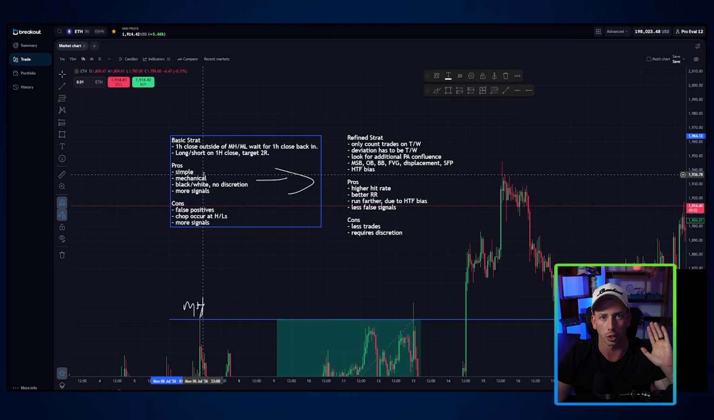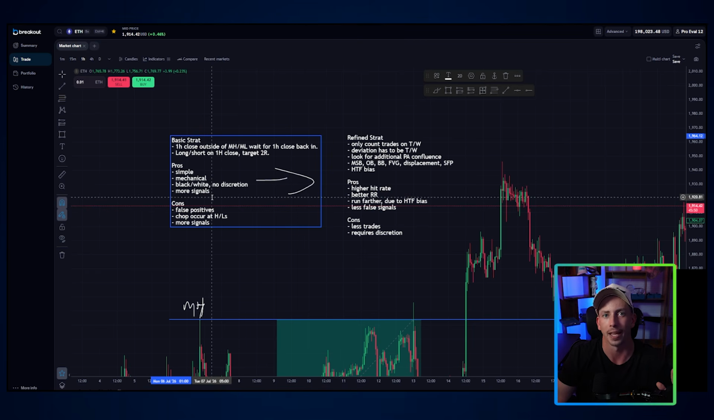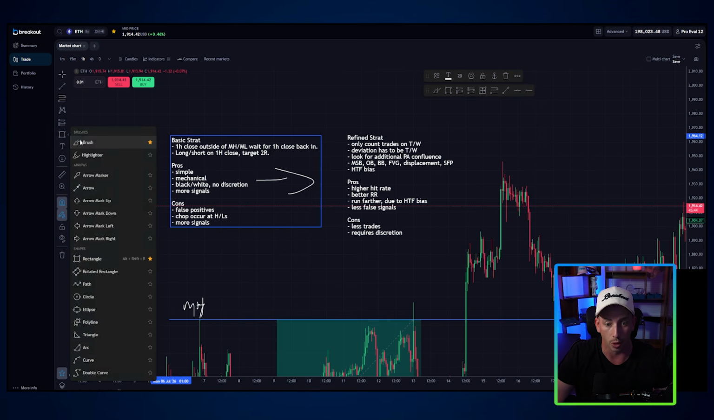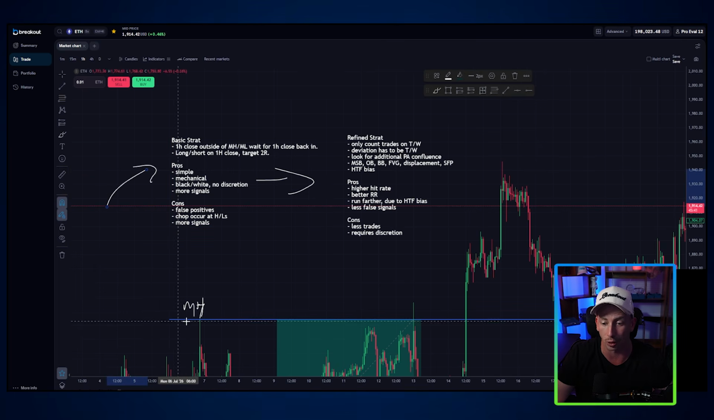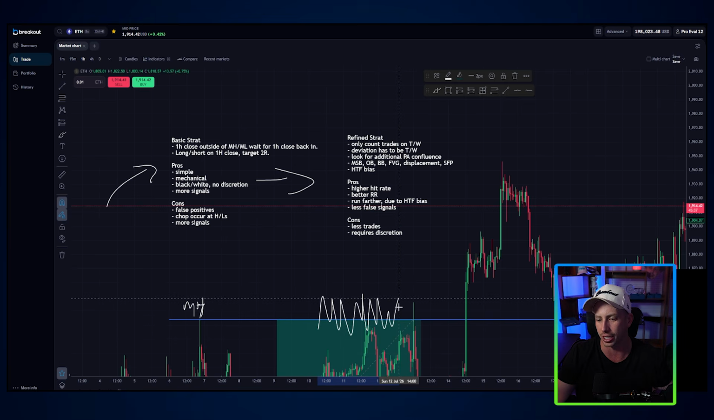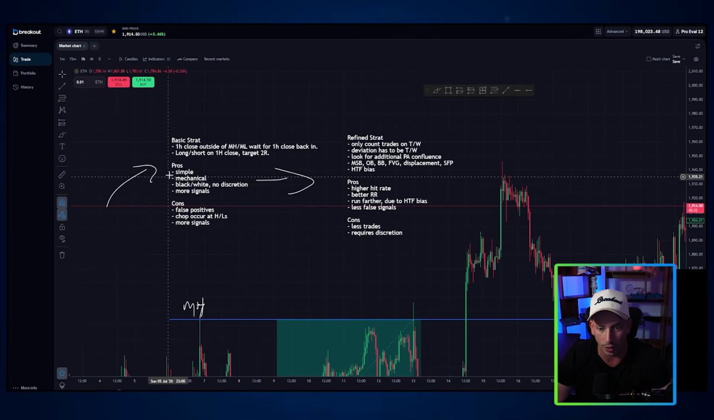You can raw dog this basic strat, and I've had it work where I'm literally just doing it super, super basic for a while, but there's going to be periods of time where this doesn't work at all and it gets absolutely annihilated because we chop here. And are you going to enter every time it closes back in? Of course not in real life, but there's going to be periods where this doesn't work. There's going to be periods where this works really well.